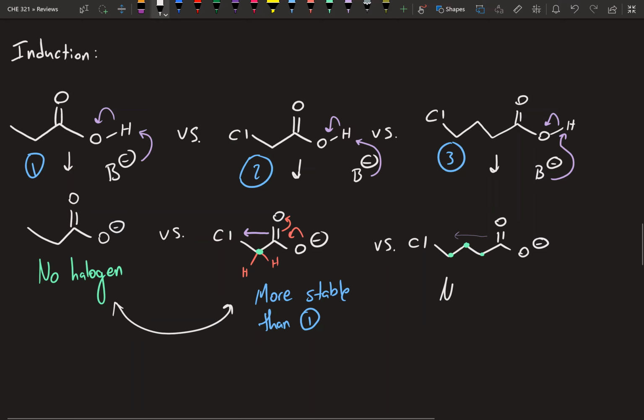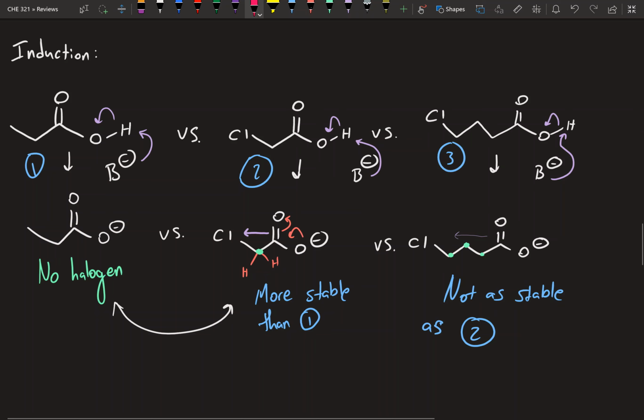Not as stable as 2. And again, I'm referring to the conjugate base. And so let's summarize the stability of the conjugate bases of these 3.